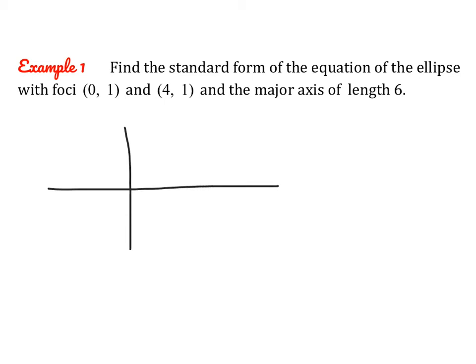If we have foci at (0, 1) and (4, 1), that means our foci are here and here. I'm going to label them F for foci. We know that the center of our ellipse should be in the exact middle of our two foci. And I can see that the exact middle of (0, 1) and (4, 1) should be right here at (2, 1). So this is going to be our center, and we can use that to find h and k.